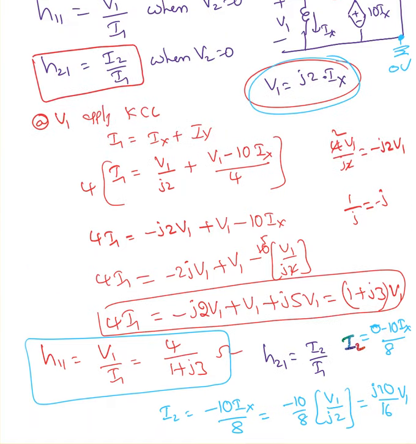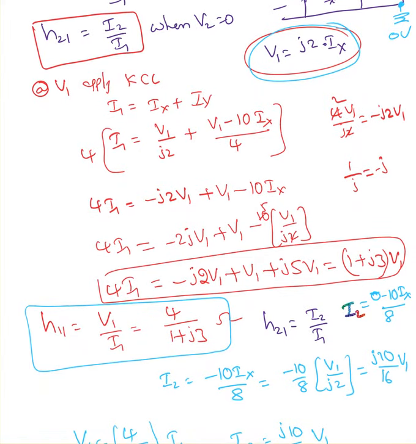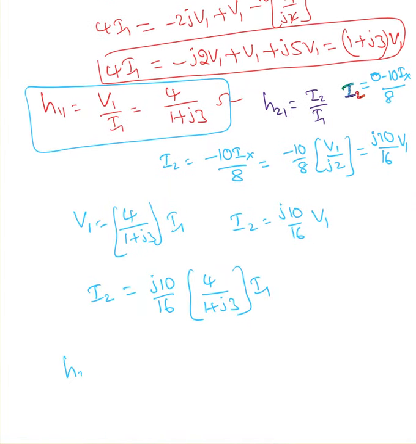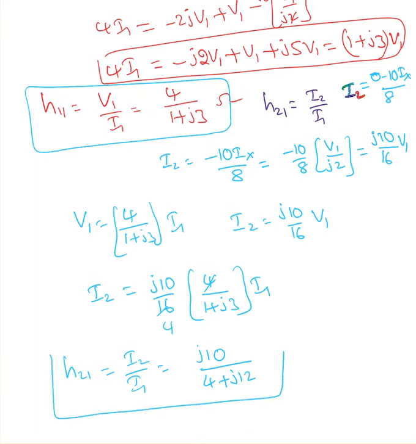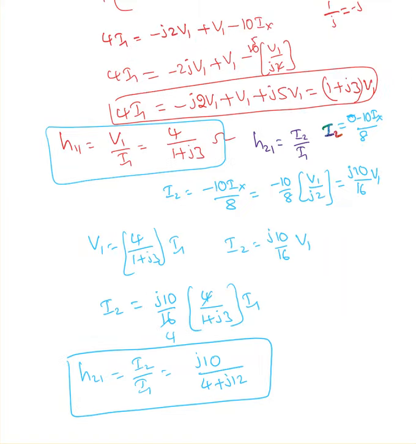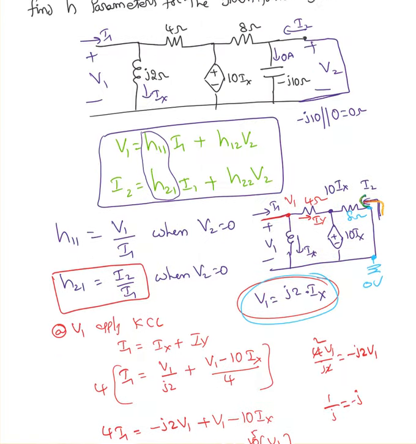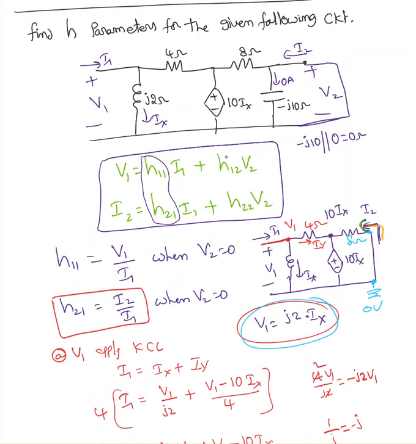So my H21, which is I2 over I1, equal to j10 over 4 plus j12. Okay, no unit. Now I have H11 and H21. We're going to find the other two parameters. The other two parameters are H12 and H22.